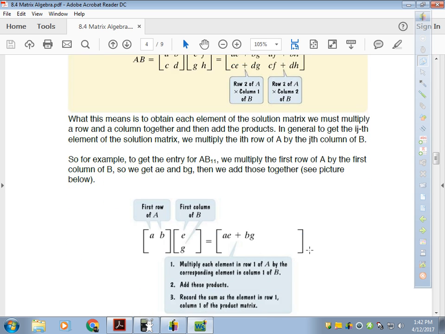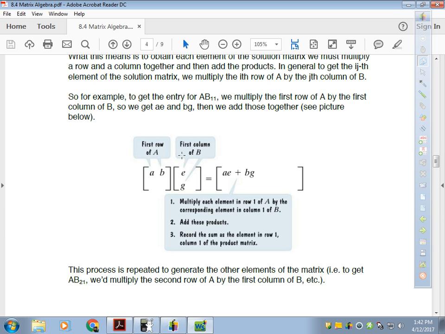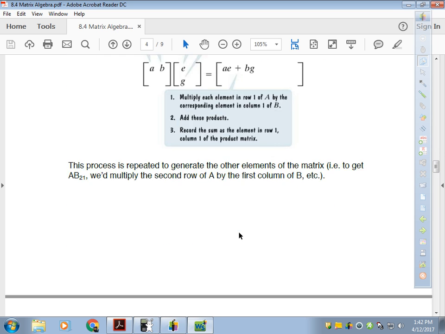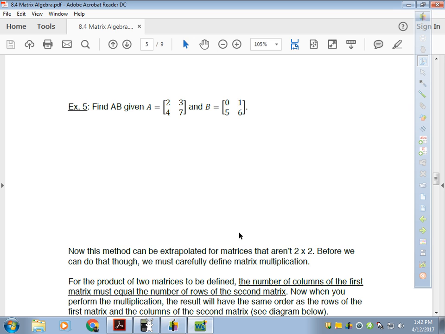And this just kind of shows you how it works, more of what I just explained. So you take the first row of A, the first column of B, multiply them together, add the products. There you go. That's what goes in that spot there. And then you repeat for the next spot, and the next spot, and the next spot. Okay? So, let's look at an example of this.